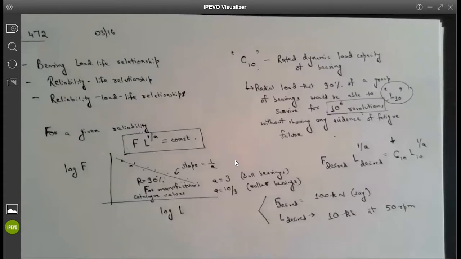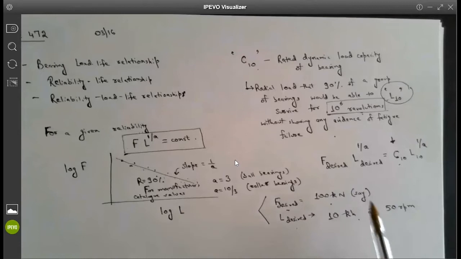In this lecture today, I'll be using 2 or 3 numerical examples to go over these topics, and I would ask you to do those calculations yourself using pen and paper, because that will give you hands-on experience of how to perform those calculations and how they relate to the parameters we are discussing. So please use your pen and paper to find out what your C10 would be if your application requires a desired radial load of 100 kilonewtons and the desired life is 10 kilo hours, 10,000 hours, at 50 rotations per minute.